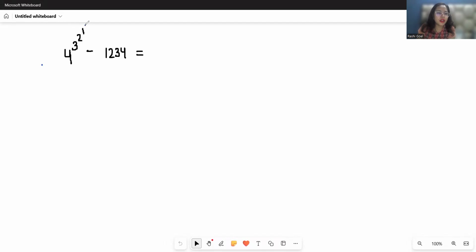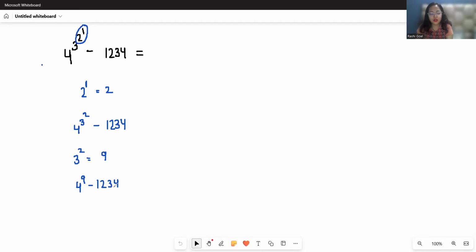First I am taking the power 2 power 1, the highest one. 2 power 1 is 2. Now the expression becomes 4 power 3 power 2 minus 1234. Now I'm taking 3 power 2, which equals 9. So it becomes 4 power 9 minus 1234.